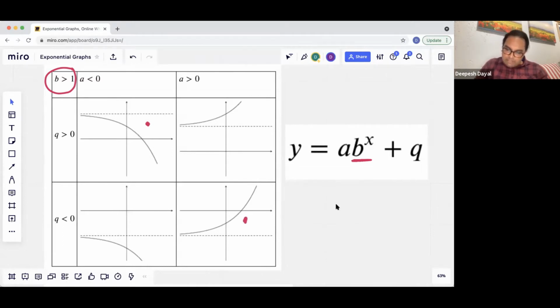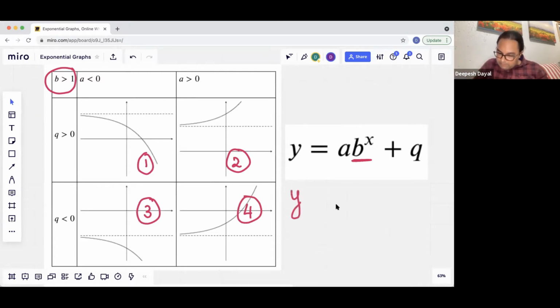So what I'm going to do is label them. Let's call this one number 1, number 2, number 3, number 4. And I'm going to give you something. I'm going to say y equals 2 times 3 to the x plus 2. Now, let's look at this graph.